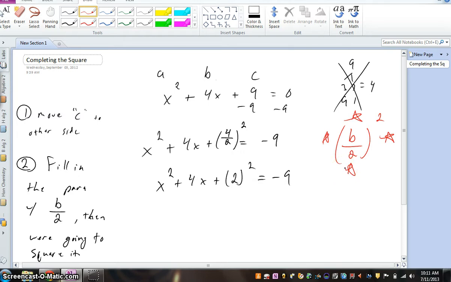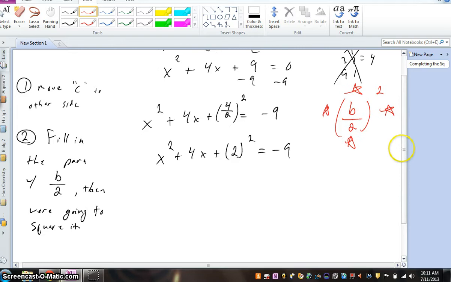Now I do want to point something out here, because this is the step that everyone forgets, the next step. Most people actually on the test every year I give this, no matter what completing the square problem I give, they get to this point.